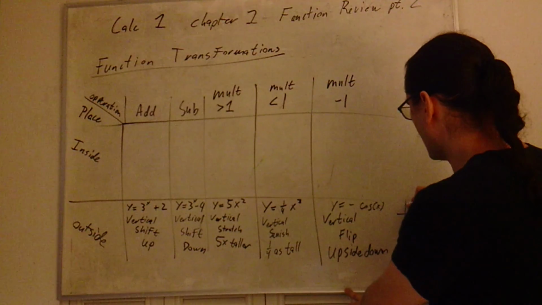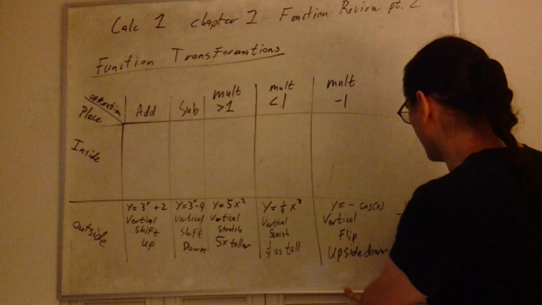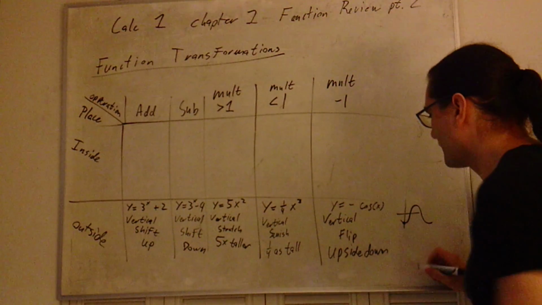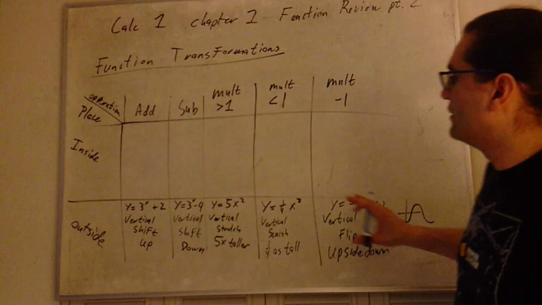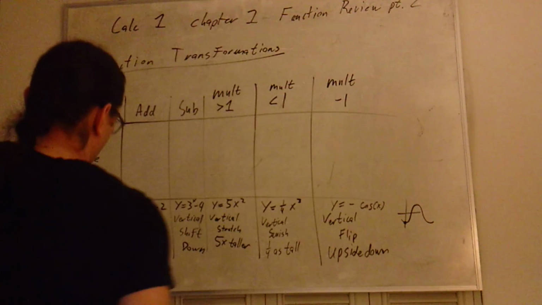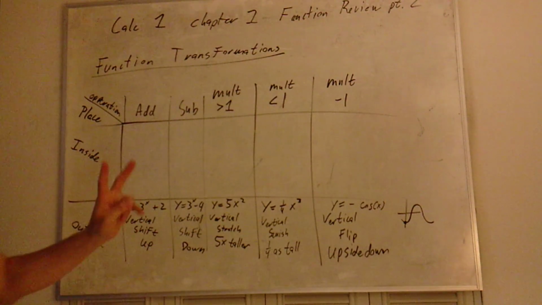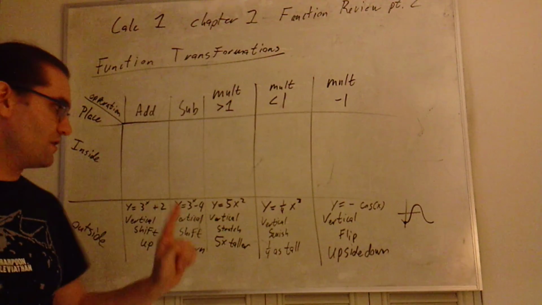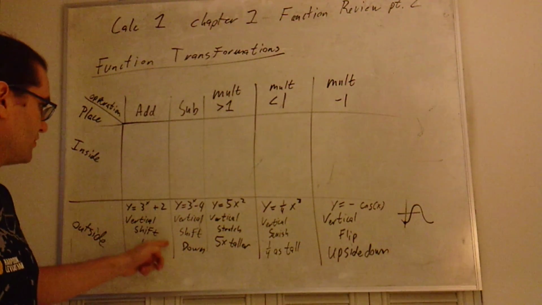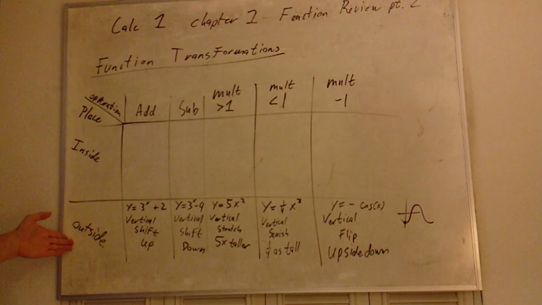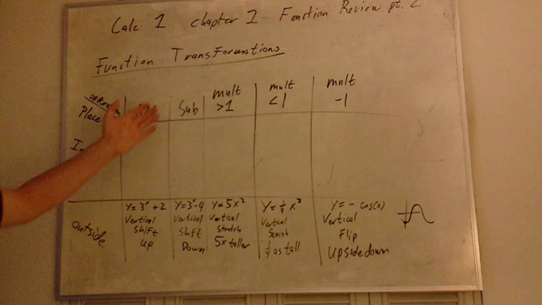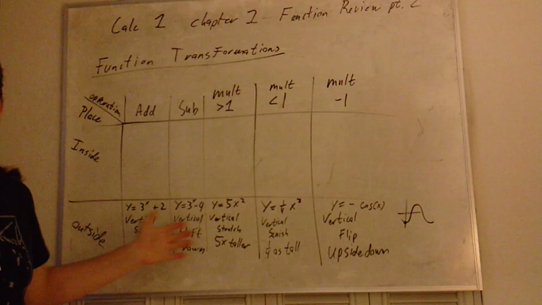Instead of starting at the top and going down, you'll have something that starts at the bottom and goes up. So, these are the transformations that happen on the outside. You'll notice two things about them. First thing, they're all vertical. Vertical shifts, vertical stretches and squishes, vertical flips. Because doing things on the outside is the position of vertical transformations.